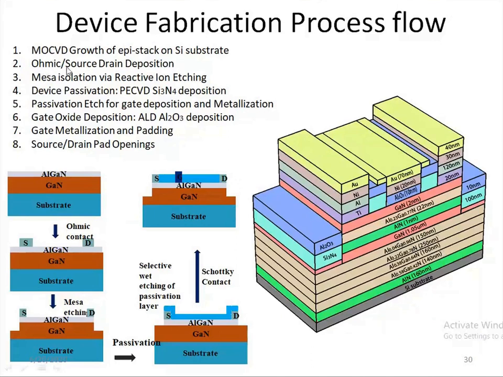And then we have to go for an ohmic source and drain deposition. The source and the drain here have metal stacks of titanium, aluminum, nickel, gold with thicknesses 20, 120, 30 and 40 nanometer. Then we have to go for Mesa Isolation.